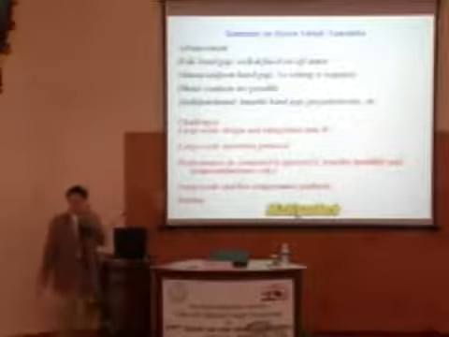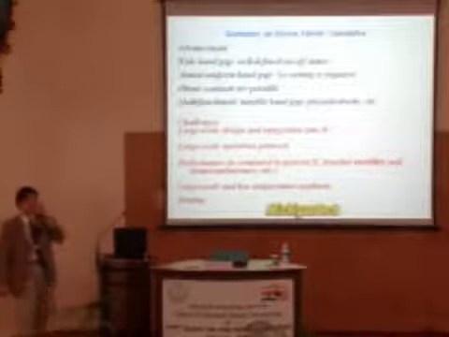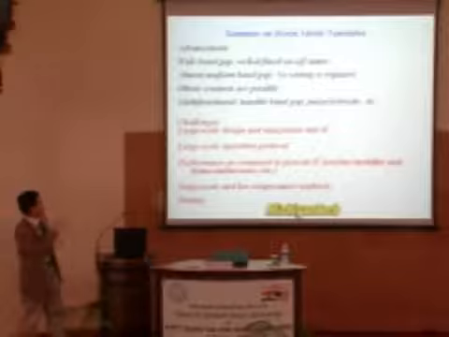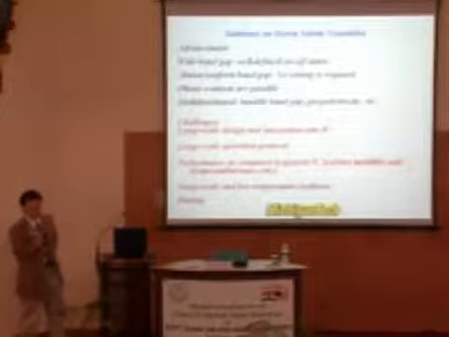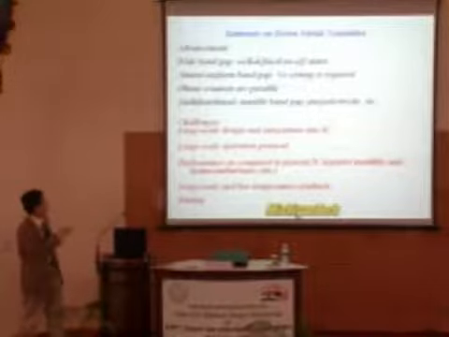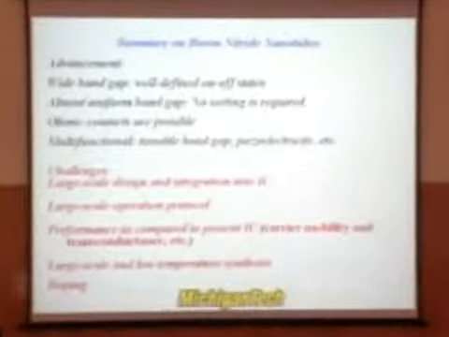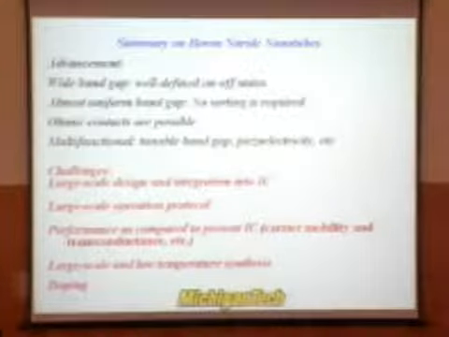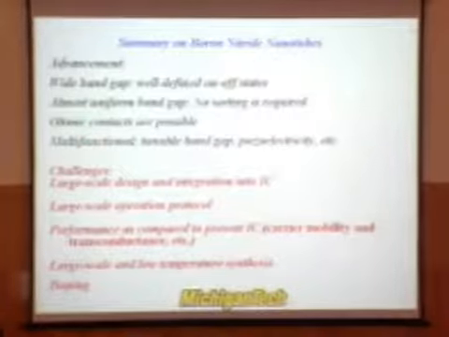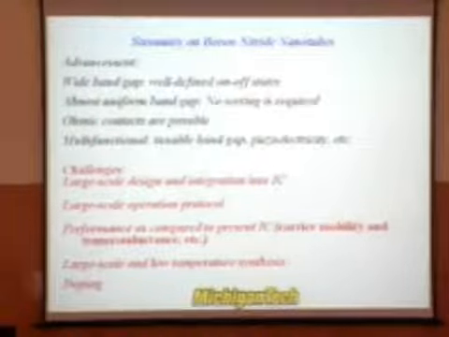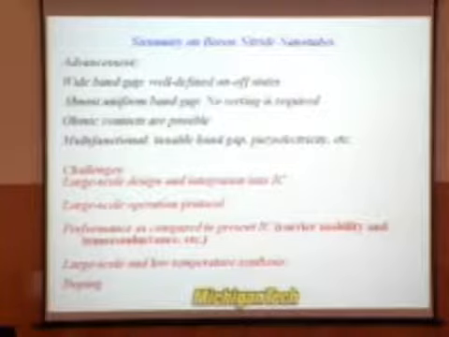All right, to quickly summarize what you have in boron nitride tubes: it's a wide band gap. You can have very well-defined on-off states, and less noisy devices can be made. There's almost uniform band gap, so you don't have to sort the chips that you made. Just use them, all right? They can achieve ohmic contact if you change your electrode to match the work function to the band gap.